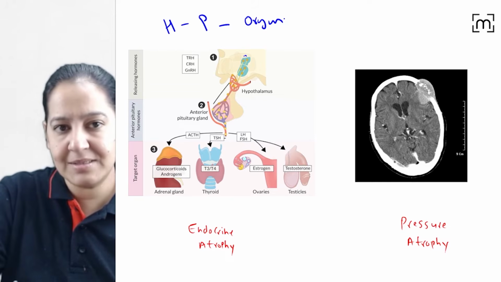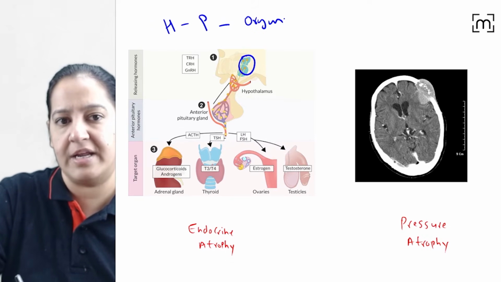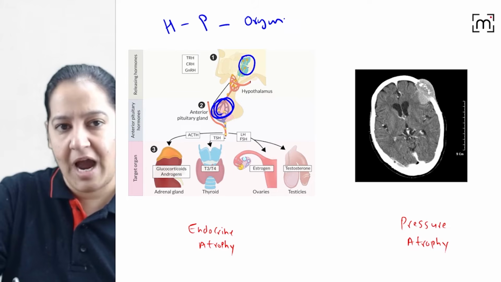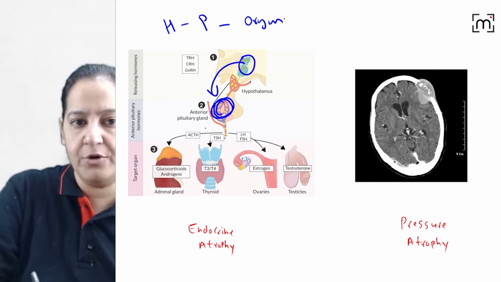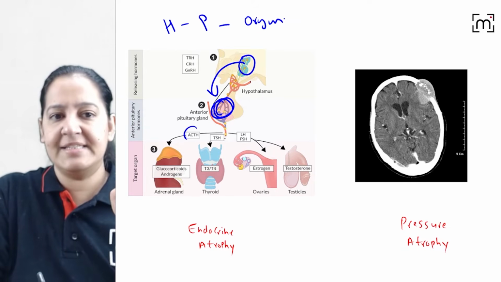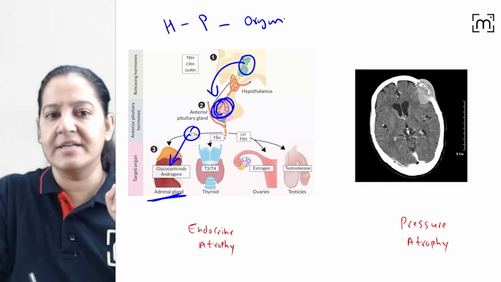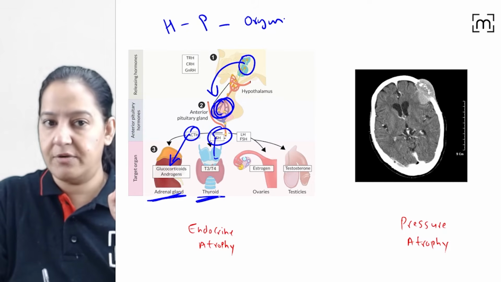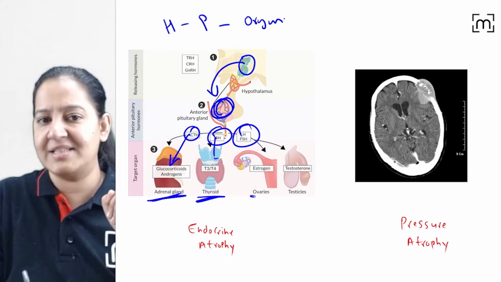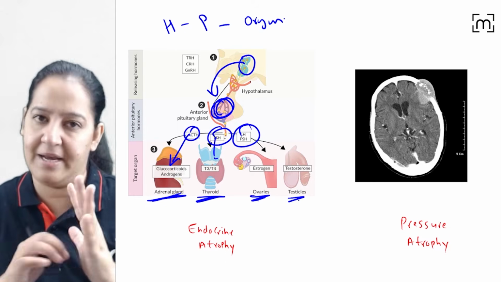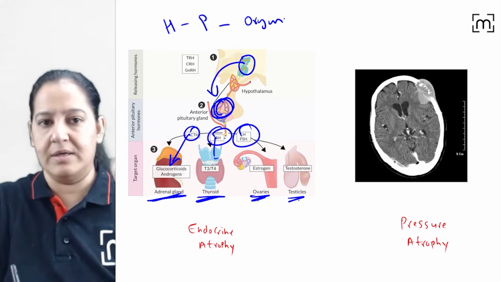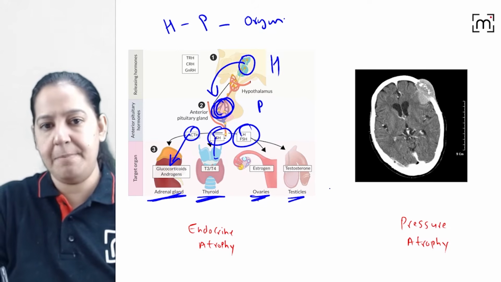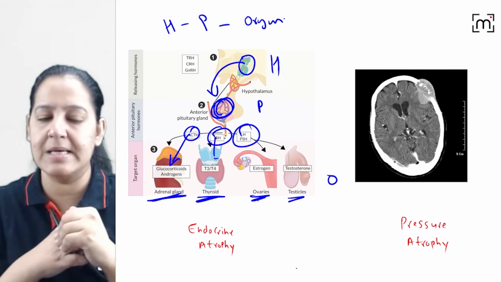From the hypothalamus, the hormones are coming and acting on the pituitary. From the hypothalamus, they are coming to the pituitary, and from pituitary, 4 hormones come. ACTH acts on the adrenal, right? TSH acts on the thyroid, right? And FSH and LH act on the ovaries and testes in the female and male, right? So these are the peripheral organs. So hypothalamus, pituitary, peripheral organs. This axis runs. We know that.